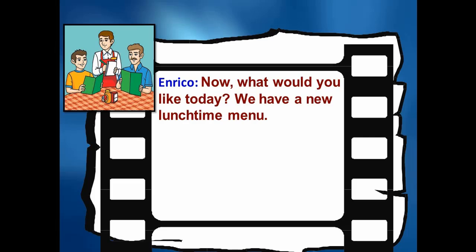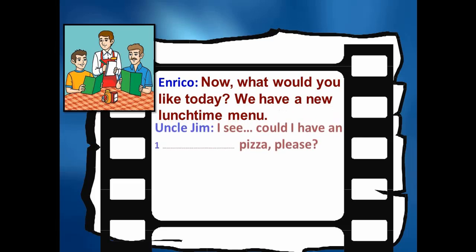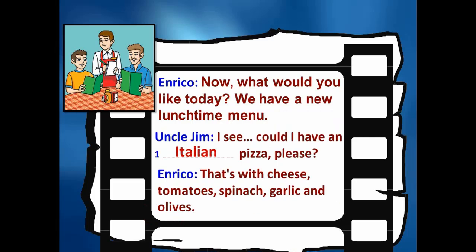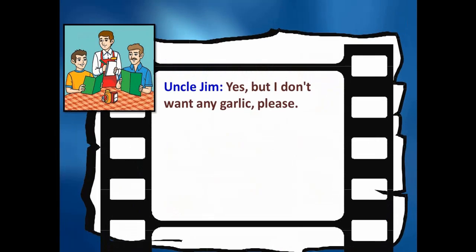لدينا قائمة في المطعم. Uncle Jim said, I see. Could I have an Italian pizza, please? طلب البيتزا الإيطالية. تحتوي جبنة, tomatoes, spinach, سبانخ, garlic, ثوم, and olives. Uncle Jim, yes, but I don't want any garlic, please. لكن لا أريد فيها ثوم.